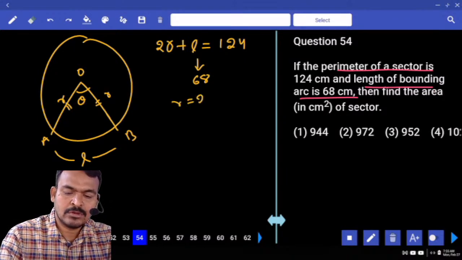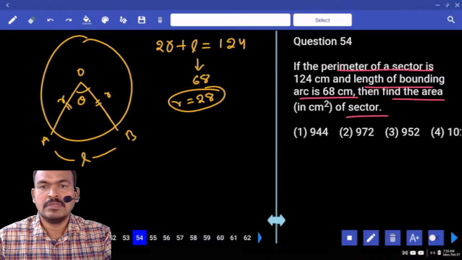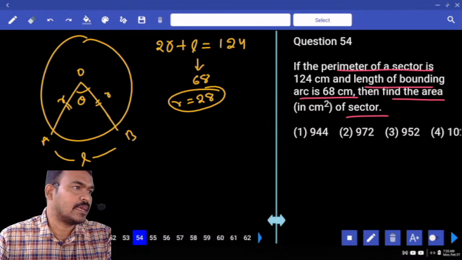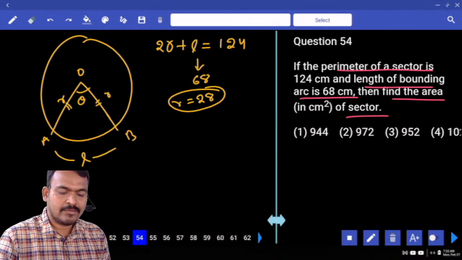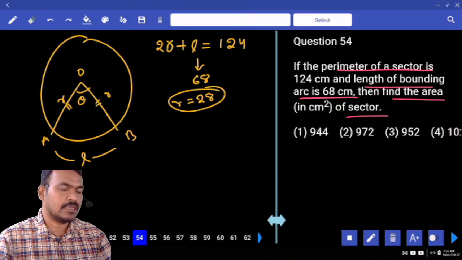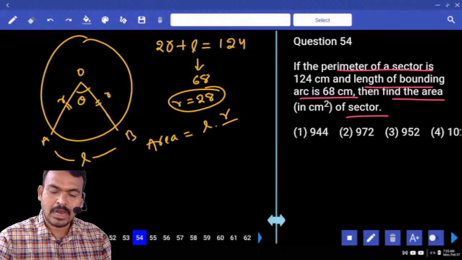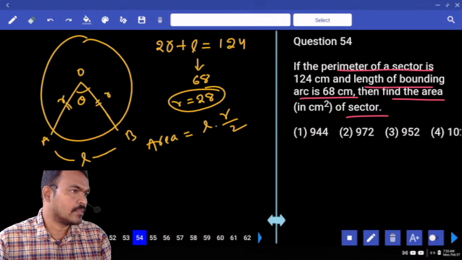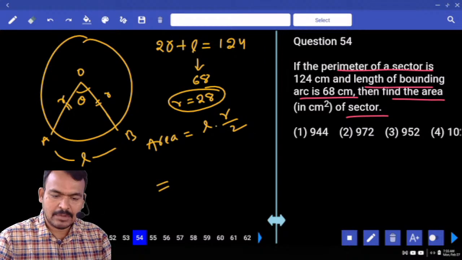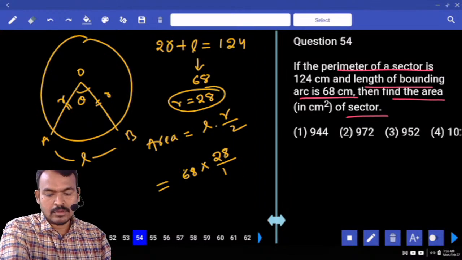R equals 28. What is the question here? Find the area of the sector. What is the area of a sector? We know the length of the arc and we know the radius, so the area of a sector is equal to L into R by 2. L is 68 and R is 28, so 28 by 2.